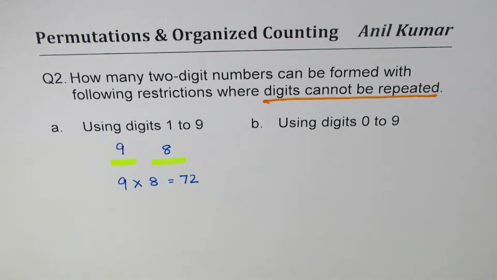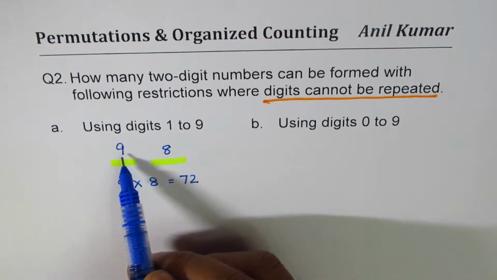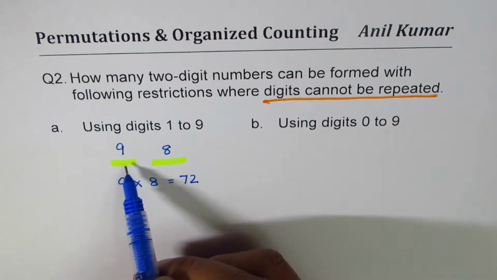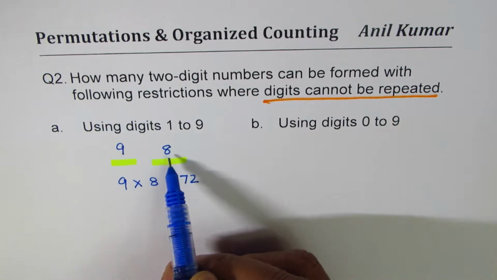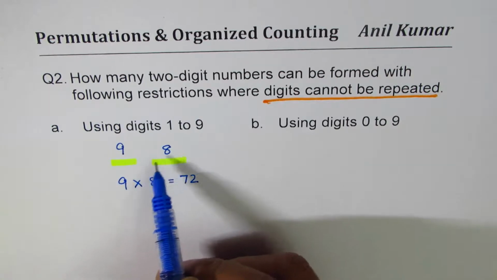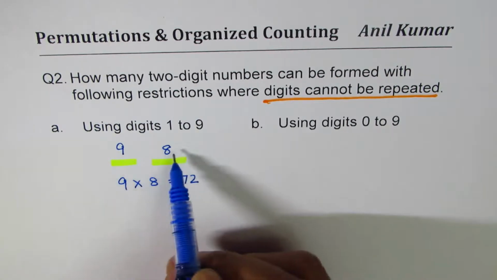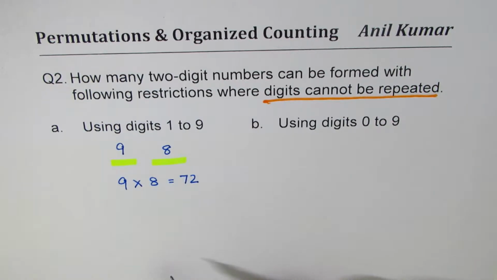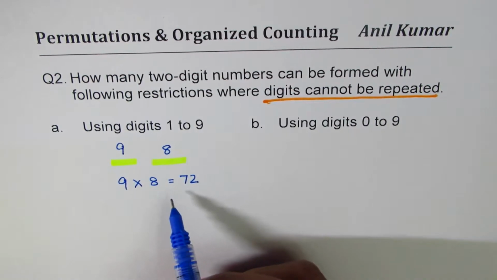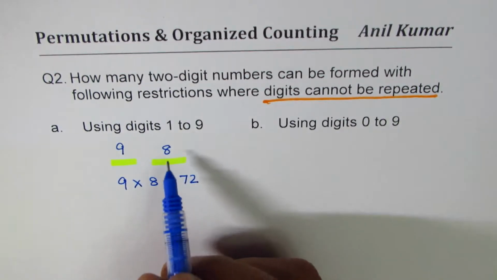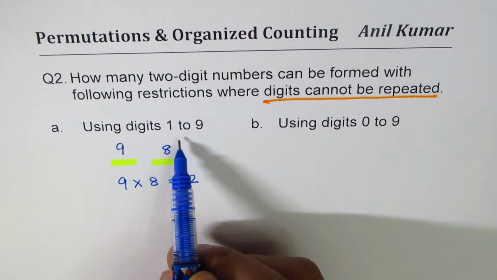So this is your fundamental counting principle. If there are 9 ways to do one thing followed by 8 ways of doing the next, the number of combinations will be their product. That's the fundamental counting principle using multiplication. Is that okay?